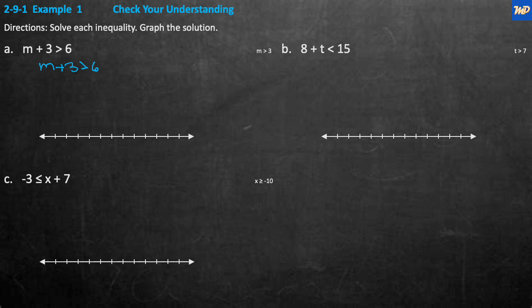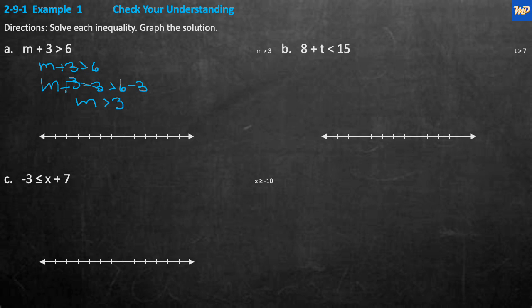In order to do that, we're going to remove the plus 3. And to remove a plus 3, you have to use a minus or a negative 3. If you have 3 apples, and in order to get rid of your 3 apples, I have to take 3 away from you. Okay, so m plus 3 minus 3 is greater than 6 minus 3. So these 3's cancel, and we get m is greater than 3.